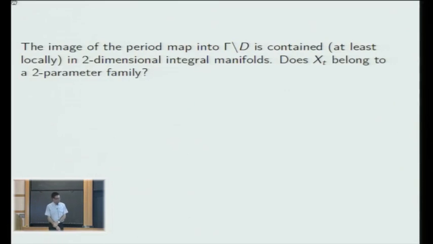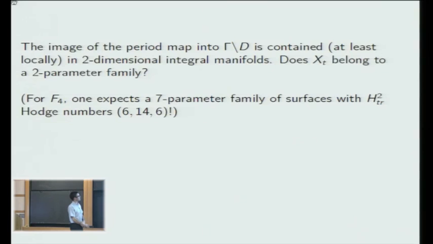So this gives rise to a problem. Because the image of the period map into D mod gamma is contained in 2-dimensional integral manifolds because of that observation about contact structure I told you before, or by Colleen's result. You have a rank 4 contact distribution inside a 5-dimensional variety, so you're going to have 2-dimensional integral manifolds. Does X_t belong to a 2-dimensional family? Do you actually have a 2-parameter family with 2-dimensional period map image? For F4, amusingly, you expect a 7-parameter family of surfaces into the quotient of the fundamental adjoint variety with H2 trans like that.